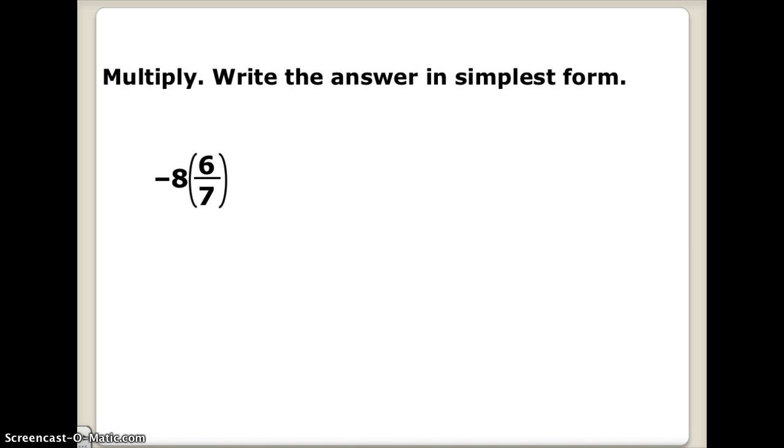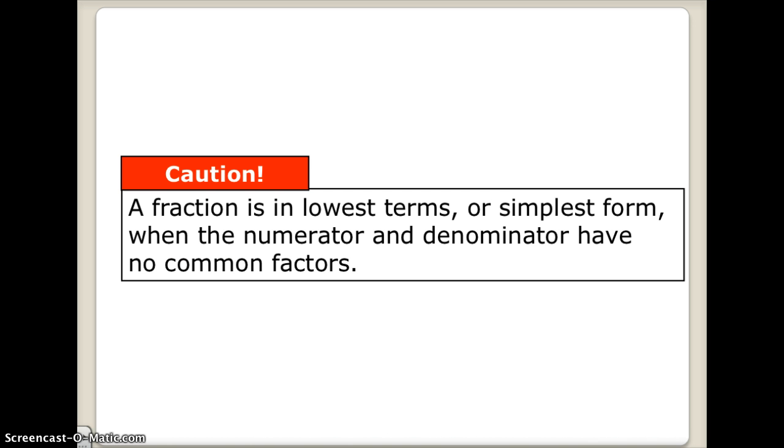Multiply again. Now we have -8 times 6/7. It's the numerator that's being multiplied by -8. -8 times 6 is -48, so we end up with -48 over 7. Remember, I'm okay with improper fractions as long as they are reduced. Fractions in lowest terms are simplest form when the numerator and denominator have no common factors.